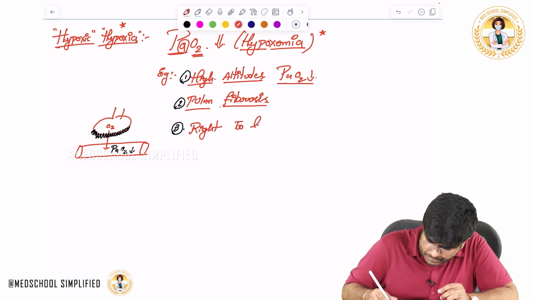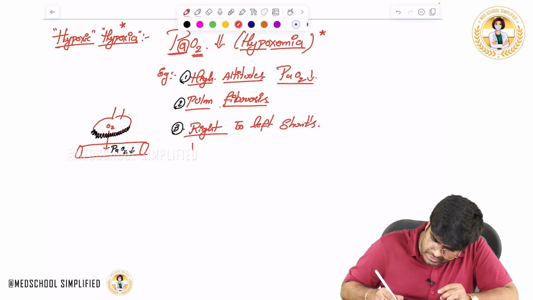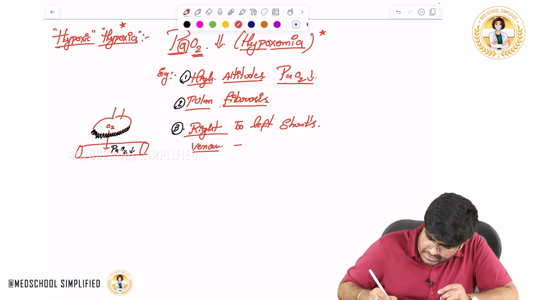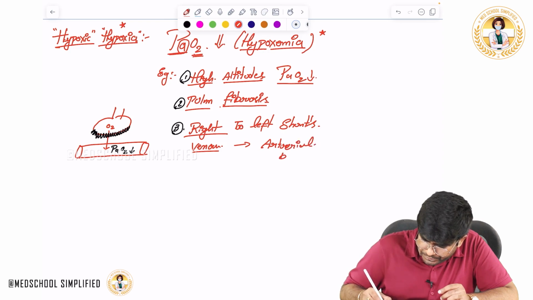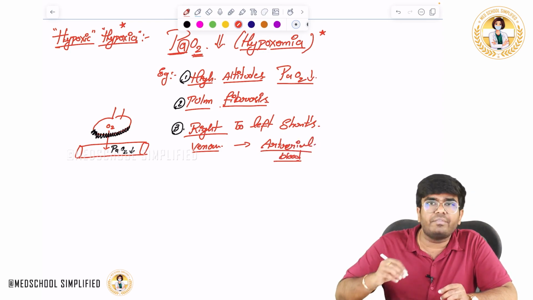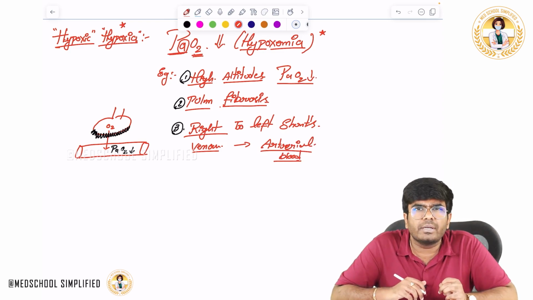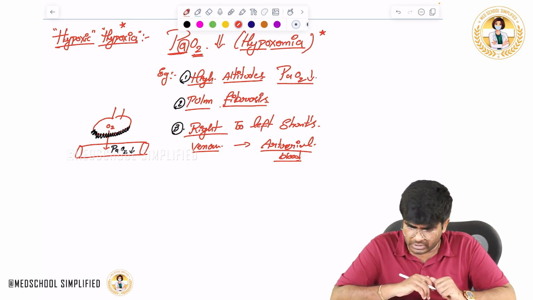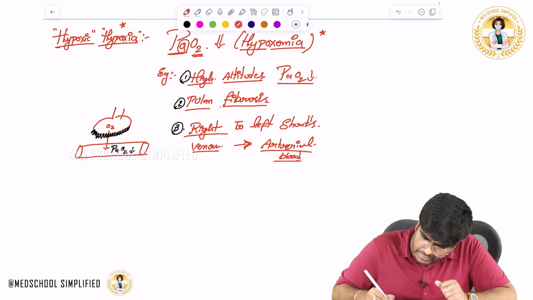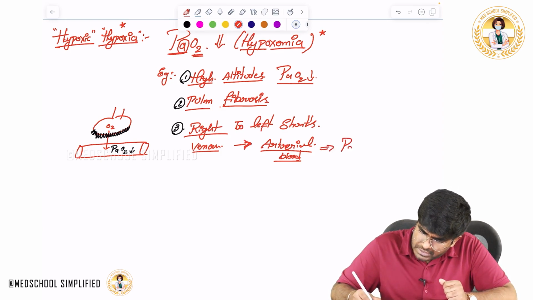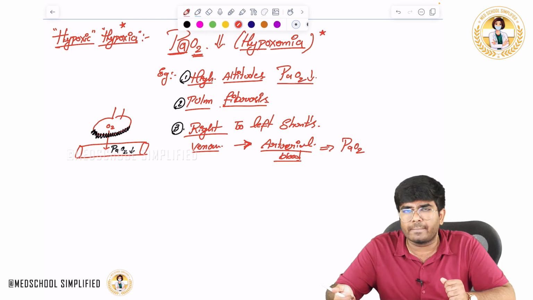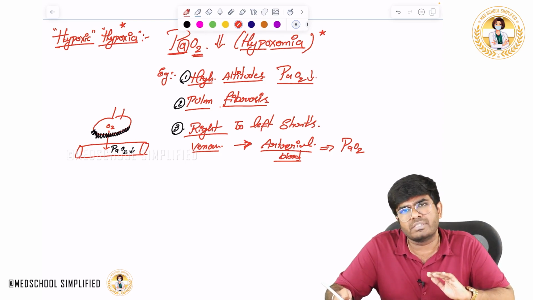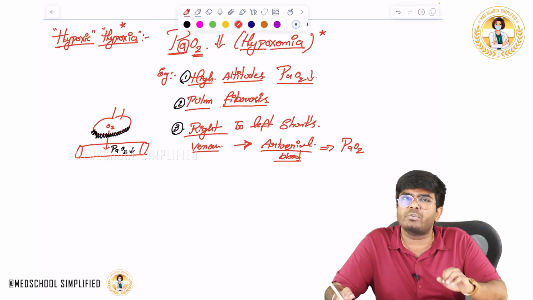Right to left shunt means the venous blood is mixing with arterial blood. Venous blood means deoxygenated blood. Venous blood has less oxygen, saturation is going to be less. Okay, you know the thing. So when the venous blood is mixing with the arterial blood, again that can decrease the partial pressure of oxygen. In normal arterial blood, partial pressure of oxygen is 100, but if you mix it with the venous blood, the partial pressure of oxygen is going to decrease.